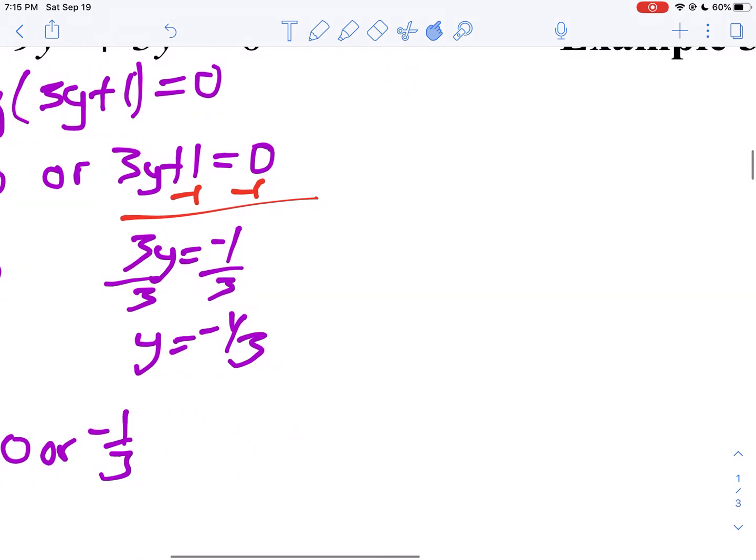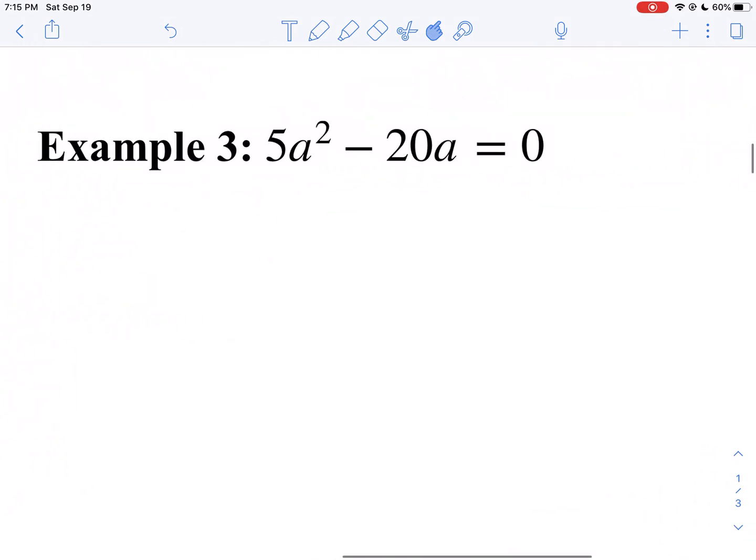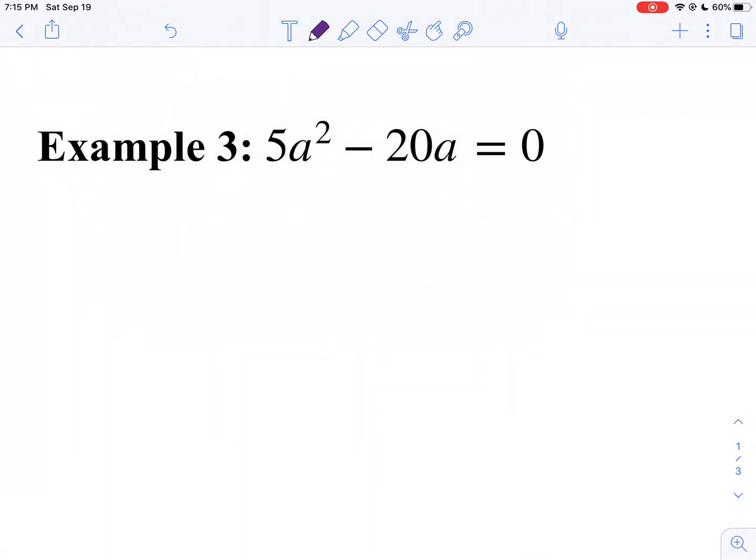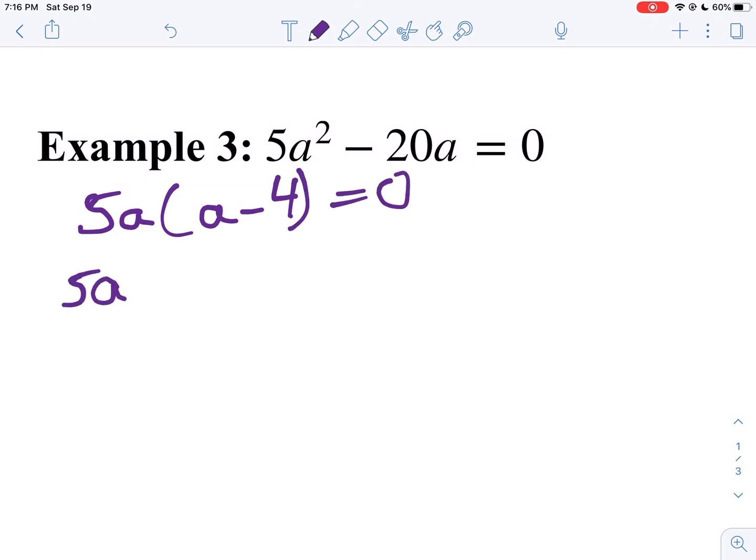Let's take a look at another problem here. On example 3, what can we do there? Well, we can factor out 5a. So let's go ahead and factor that out right away. So I'm going to factor out 5a. So what's left over? Well, that'll be a minus 4 then, isn't it? Equals 0. So in this case, 5a equals 0, or a minus 4 equals 0.